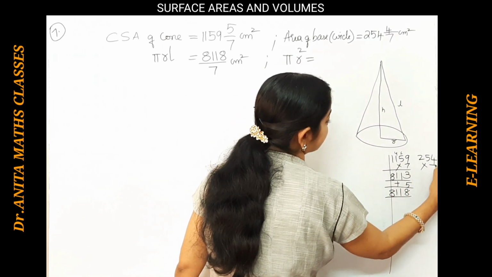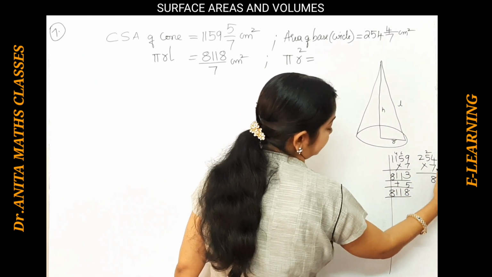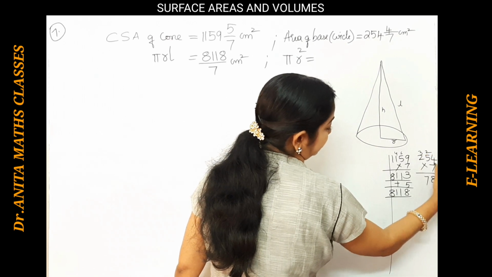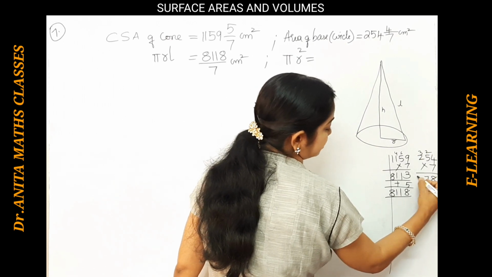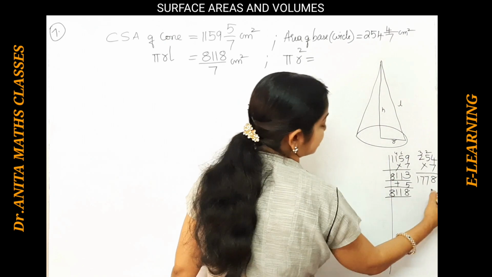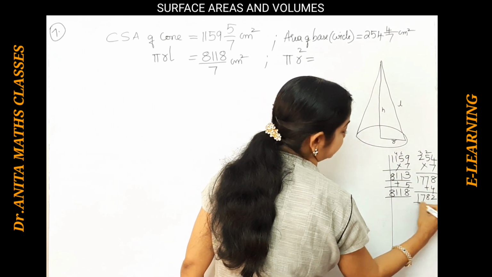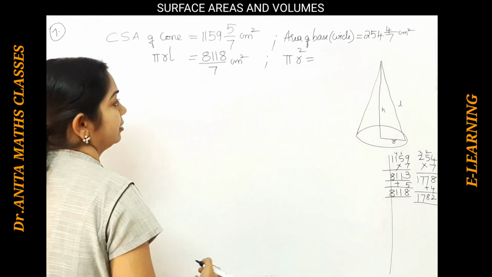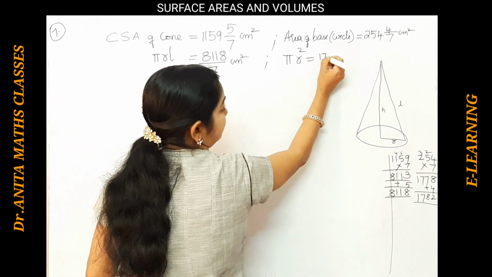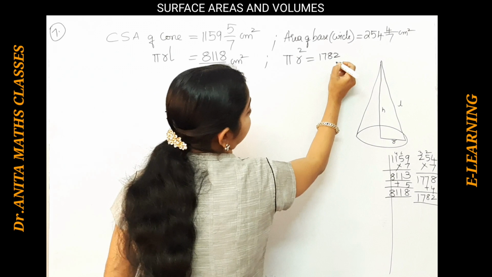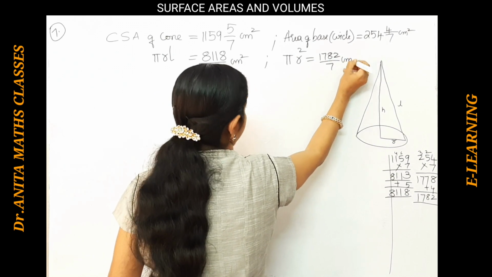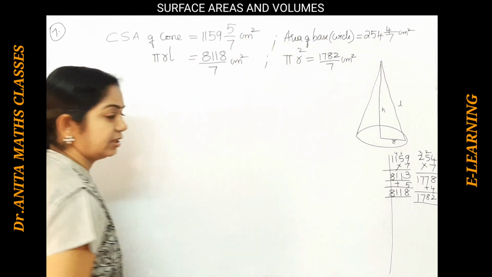554 multiplied by 7, 35, 37, 3, 7 2 is 14 plus 3, 7. So plus 4, so that comes to 1782. Yes. So 1782 by 7 centimeter square. So we changed it into improper fractions.